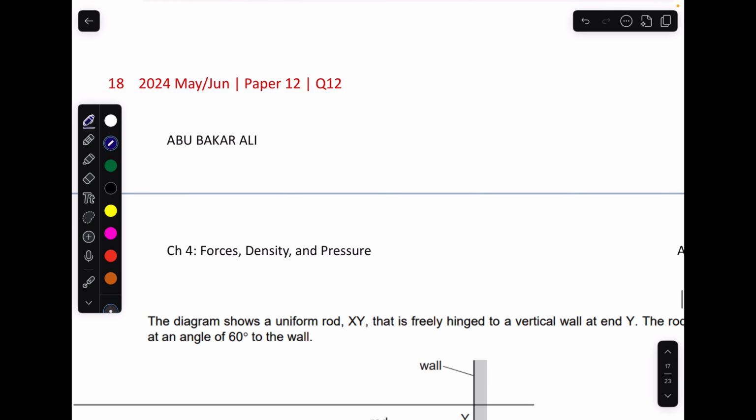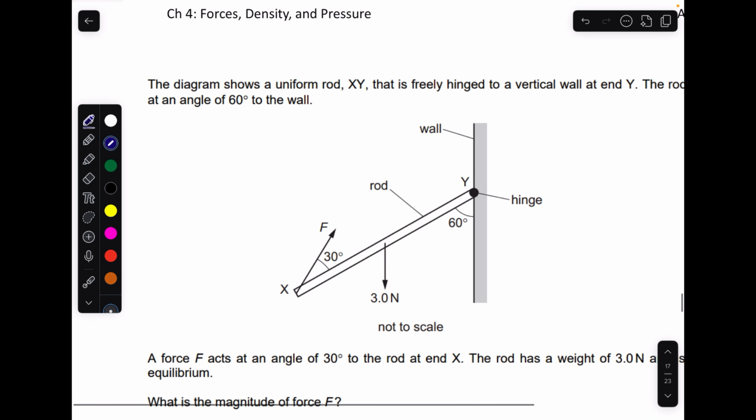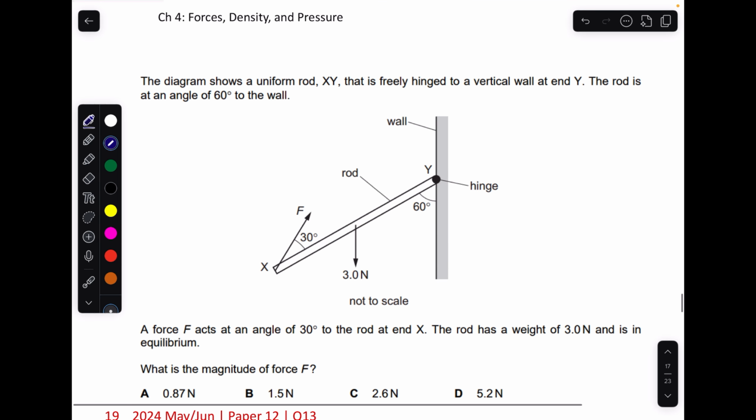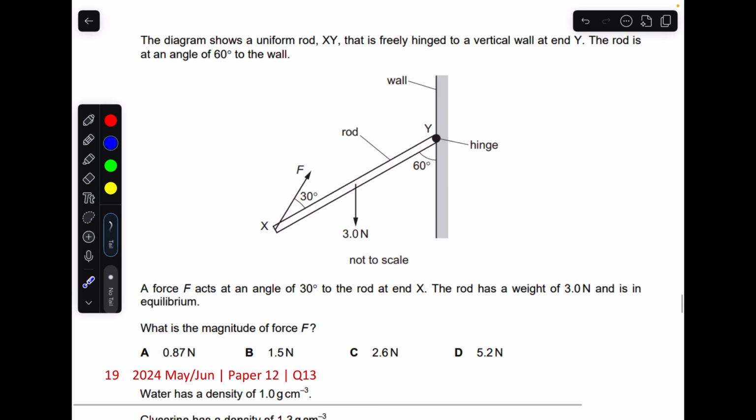In the next question, the diagram shows a uniform rod XY that is freely hinged to a vertical wall at Y. So this is the rod, this is X, this is Y, and it is pivoted at point Y. The rod is at an angle of 60 degrees with the wall. A force F acts at an angle of 30 degrees to the rod. They're talking about this force. The rod has a weight of 3 newtons, shown acting at the center, and is in equilibrium.